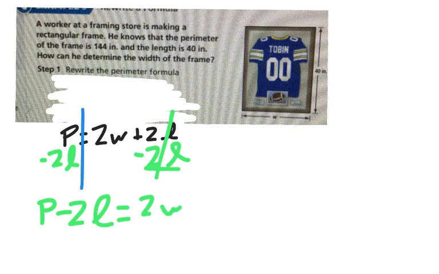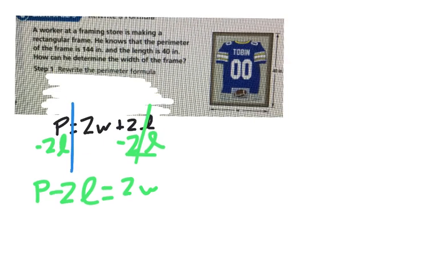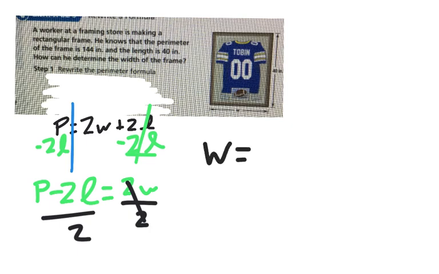Now divide by 2 because the width is being multiplied by 2. So I'm going to divide by 2. So now I've solved my formula. It tells me the width is equal to the perimeter minus 2 times the length, and then divide all of that by 2.